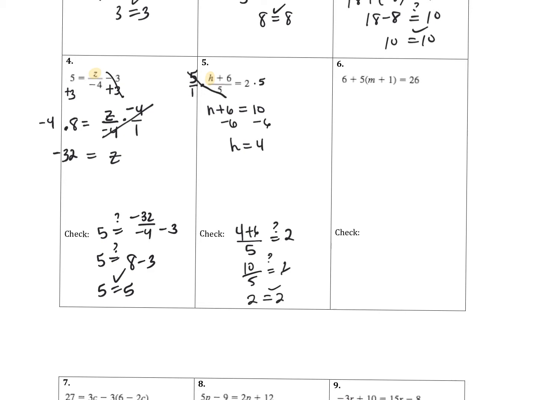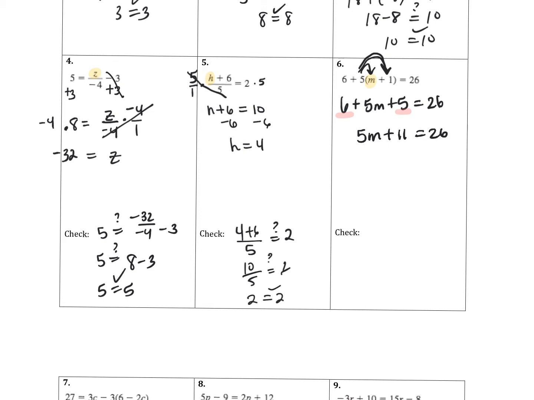All right, over here we want to solve for m. We're going to start off by distributing to get rid of those parentheses. So we'll distribute inside. 6 stays the same, plus 5 times m is 5m. And don't forget to distribute to both terms. 5 times a positive 1 is plus 5 equals 26. Let's combine these like terms of 5 and 6 to get 5m plus 11 equals 26.